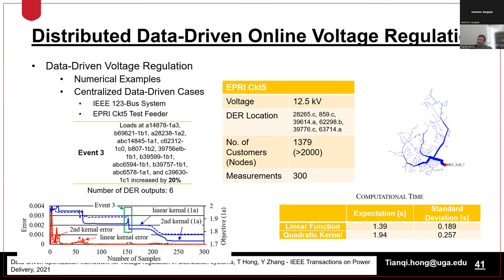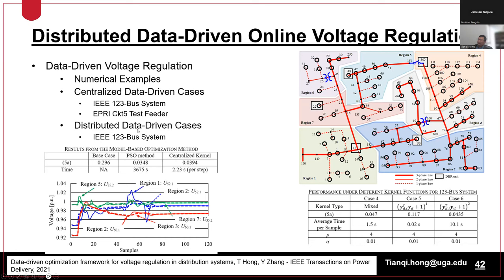So finally, I give an example of the distributed data-driven case, where I still use the IEEE 123-bus system. Here, I separate the IEEE 123-bus system into 7 different regions. And the regions do not necessarily need to be physically connected. As you can see, in region 2, the two feeders are not connected. They are connected through region 3, but it doesn't matter.